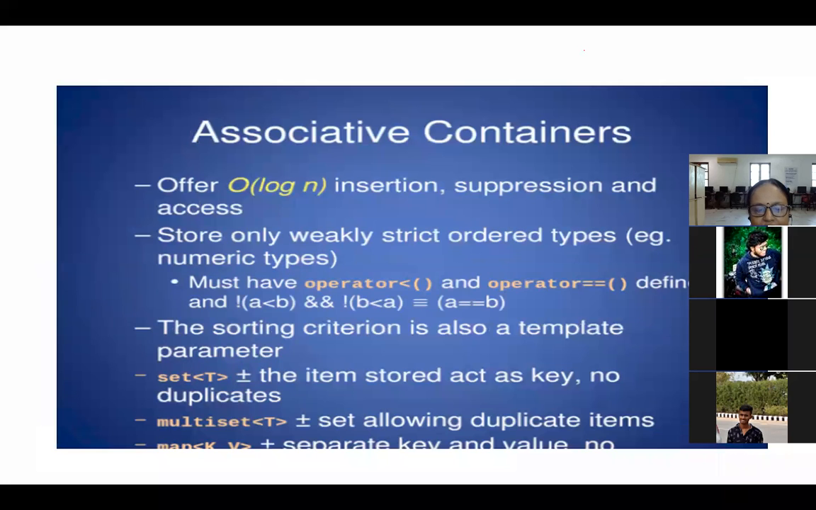These are all associative containers: we have set, multi-set, map, and so on. Set means the items stored act as keys, with no duplicates. Multi-set means it will allocate multiple items, so duplicate items are allowed. Map means it will map one value with another. That is possible in the associative containers.